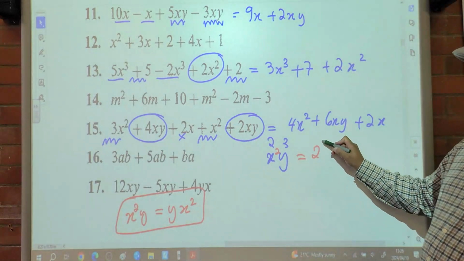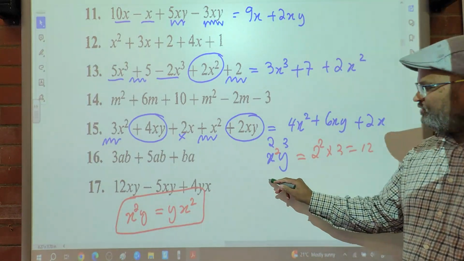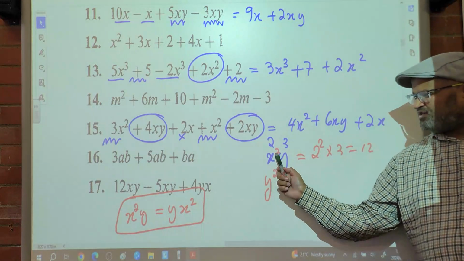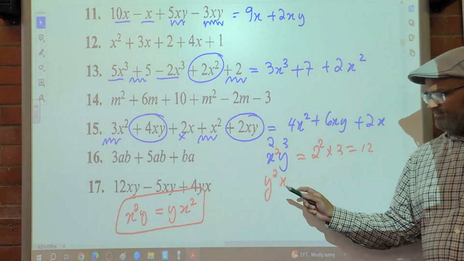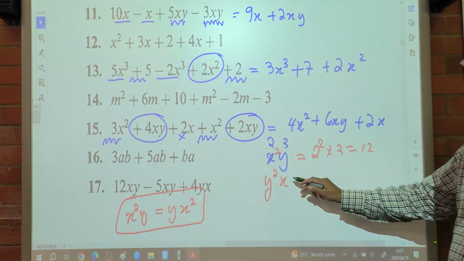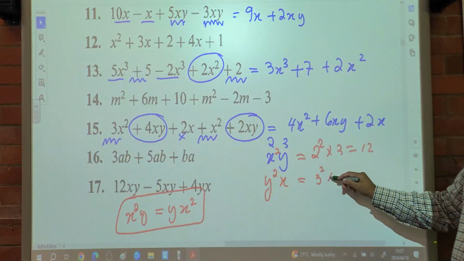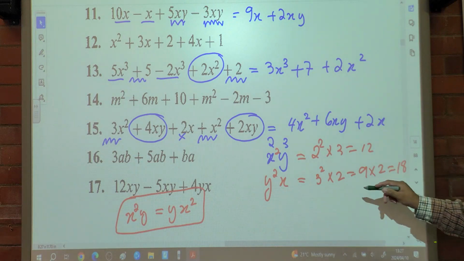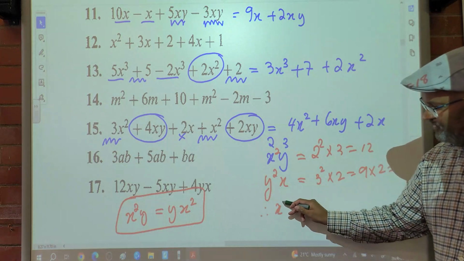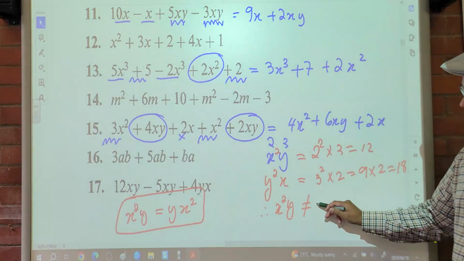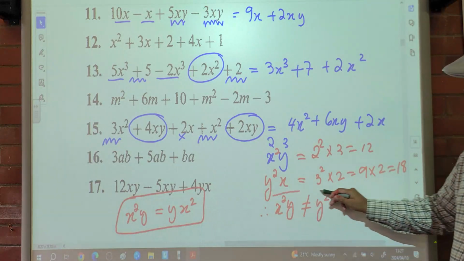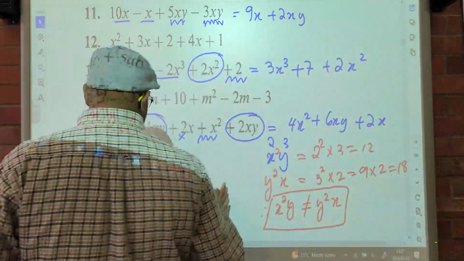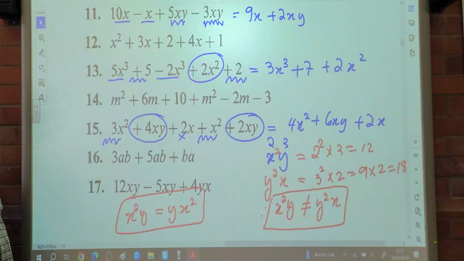Okay, erase the 4, no? So it's 2x times 3, which is 12, no? What if you add y squared x? Notice here the square is on the x and here the square is on the y. So this would be what? 3 squared times 2. What's 3 squared? 9, and 9 times 2 is 18. So what can we conclude? Therefore, xy squared is never equal to y squared x. Okay. So if this is jumbled around, no problem, but the exponent must be on the right variable.